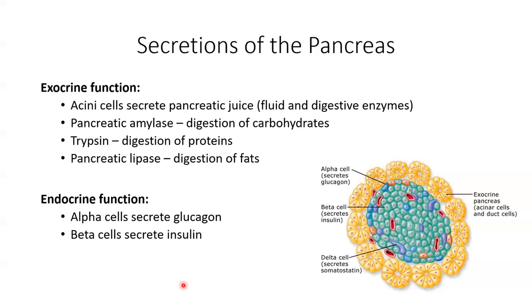Now, the remaining 1% of clusters of cells within the pancreas are called our pancreatic islets. These make up mostly our alpha and our beta cells. As we discussed briefly last week, our alpha cells secrete glucagon, which works to increase our blood glucose concentration, and our beta cells secrete insulin, which helps reduce our blood glucose concentration.